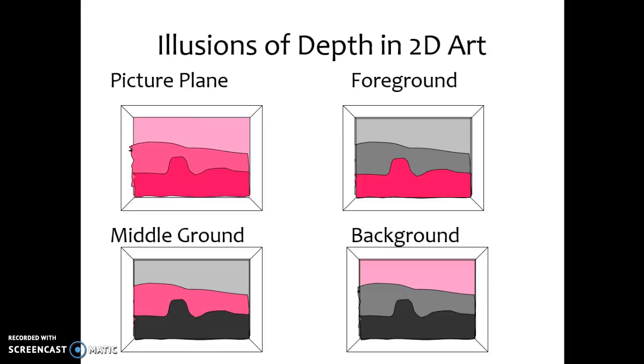The closest area to the viewer is called the foreground. That's the stuff right in front of or before the viewer. The middle ground is what's in between what is in front and what is farthest away. And the background is the part of the picture that is farthest away from the viewer.